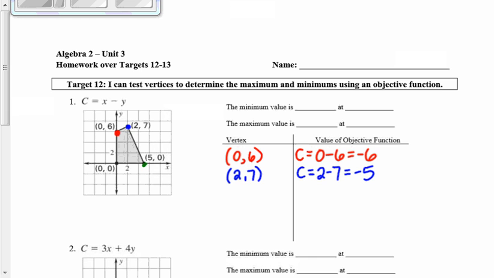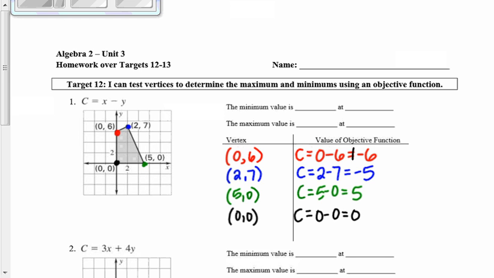The vertex at 5, 0. Just notice this graph is going by a scale of 2. So 5 minus 0 equals 5. And then the last vertex is at 0, 0. So c equals 0 minus 0, which is 0.